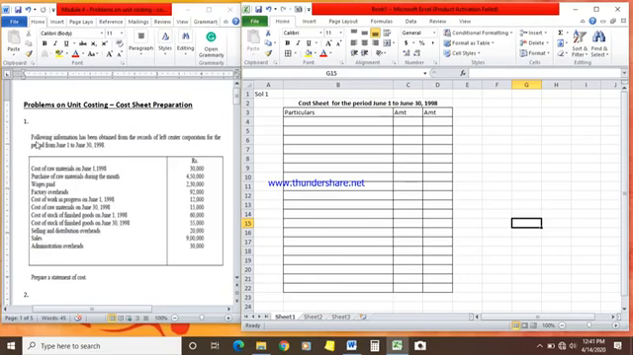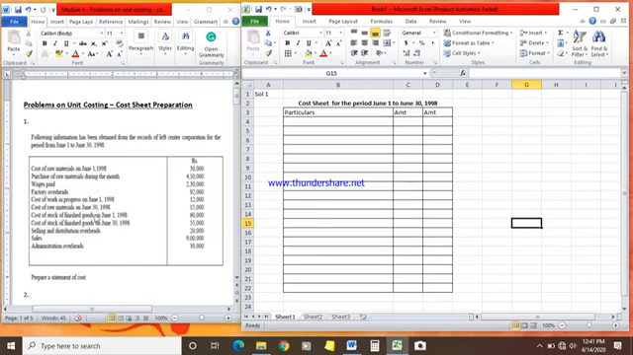If you see the first problem, the following information has been obtained from the records of Left Center Corporation for the period from June 1st to June 30th, 1998. So it's one month of data that is given for us, and let's go through it. The cost of raw material on June 1st, 1998 is 30,000. Purchase of raw material during the month, wages paid, factory overheads, cost of work in progress. This is the opening cost of work in progress. Cost of raw materials on June 30th. This is the closing stock of raw materials.